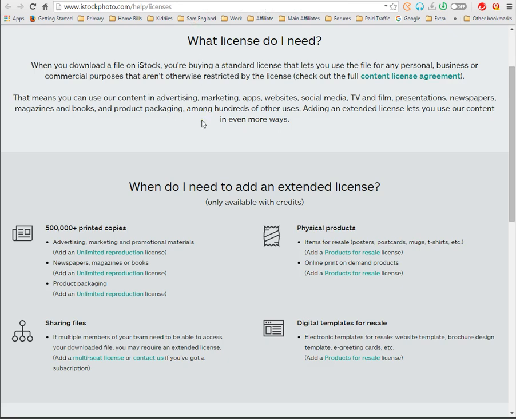So, what licenses do I need with iStock photo images? When you download a file on iStock, you're buying a standard license that lets you use the file for personal, business, or commercial purposes that are not otherwise restricted. That means you can use the content in advertising, marketing, apps, websites, social media, TV, film, presentations, newspapers, magazines, and books.